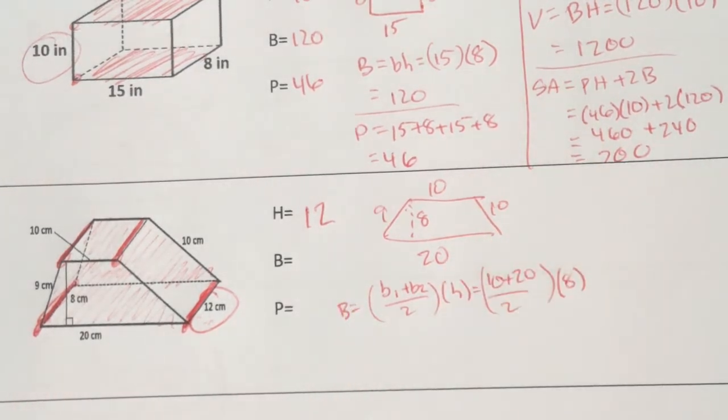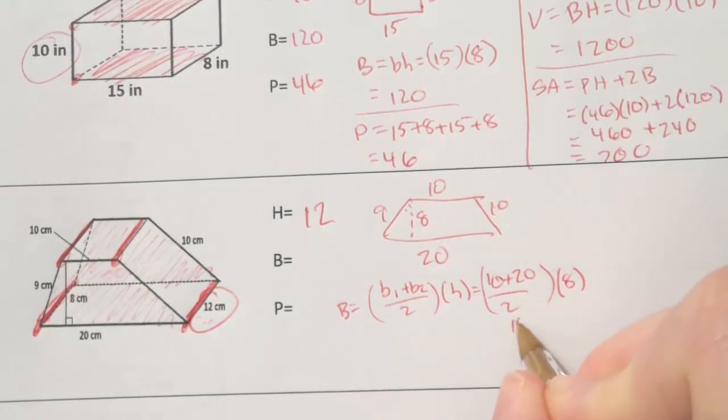All right, so 10 plus 20, that's 30. Divide by 2, we get 15. So that's 15 times 8.